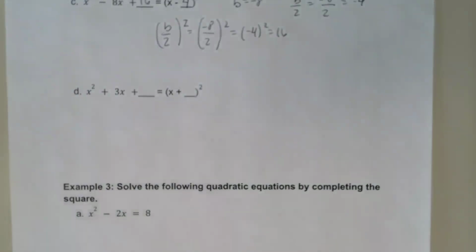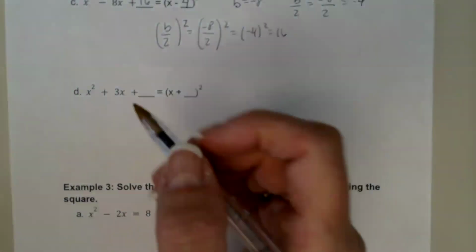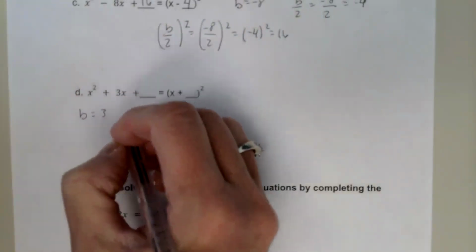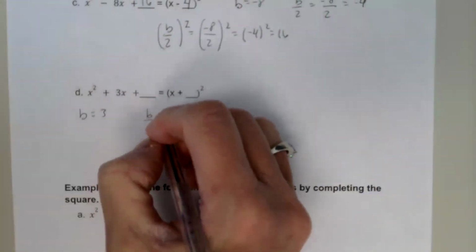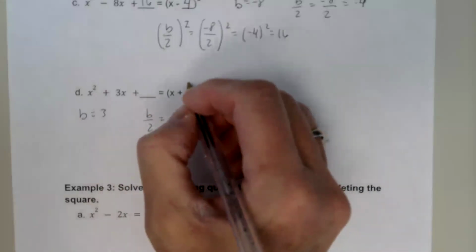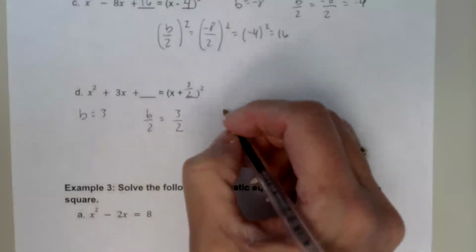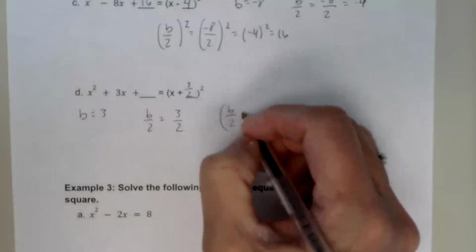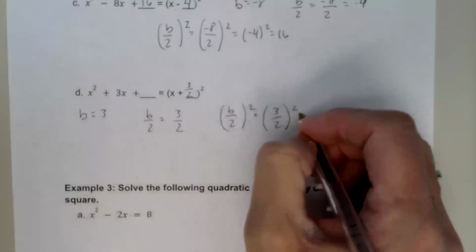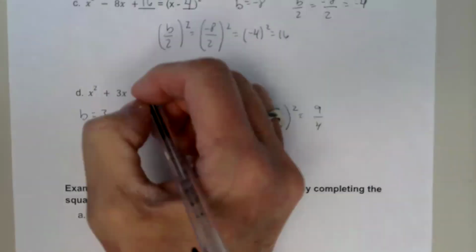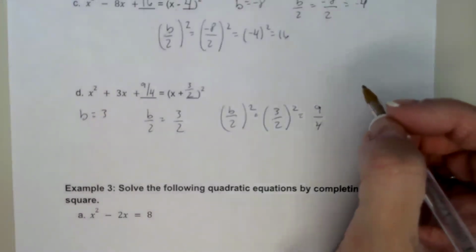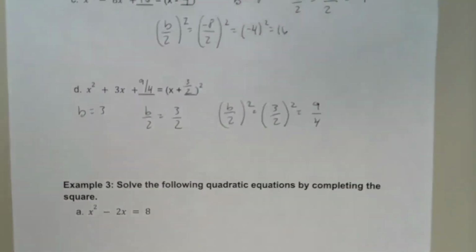Let's look at D. So we want to see that b is 3. And so b divided by 2 is 3 halves. And that's what goes here. And then b divided by 2 squared is 3 divided by 2 squared, or 9/4. And so that's there.